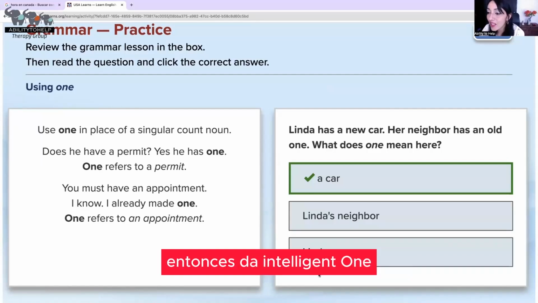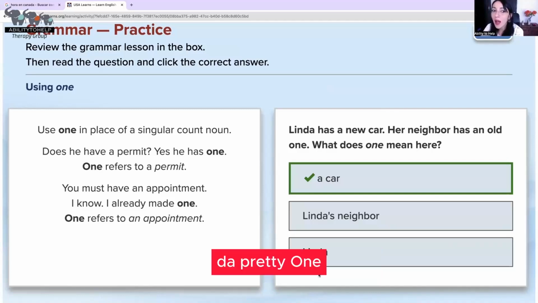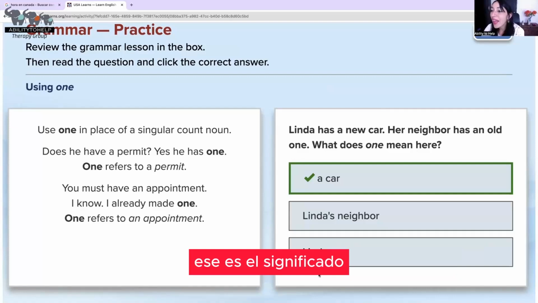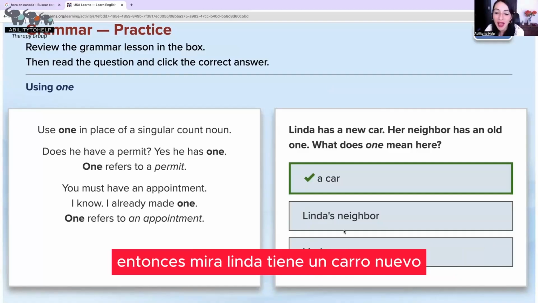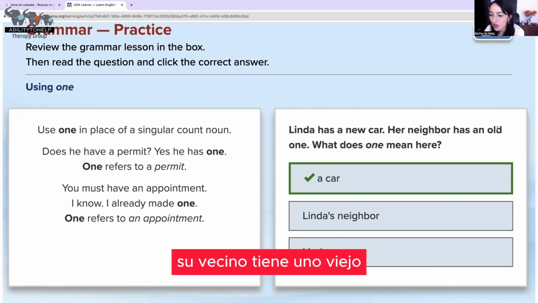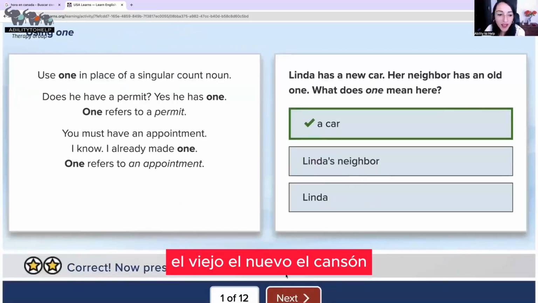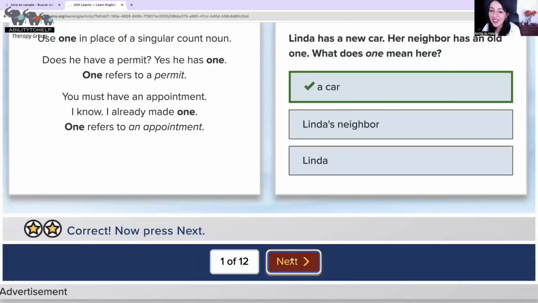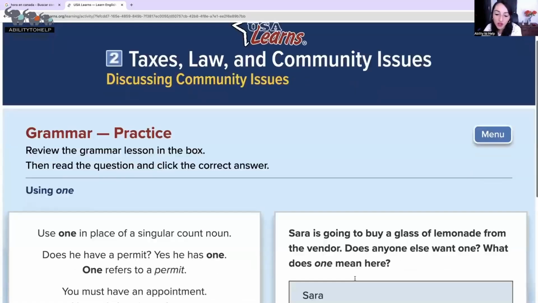Entonces, the intelligent one, the pretty one, the playful one, el juguetón, el cansón, el viejo. Ese es el significado. Entonces, mira, Linda tiene un carro nuevo, su vecino tiene uno viejo. El viejo, el nuevo, el cansón. Listo. So, let's see. This is an interesting topic and it's really important too because you have to say one every day.